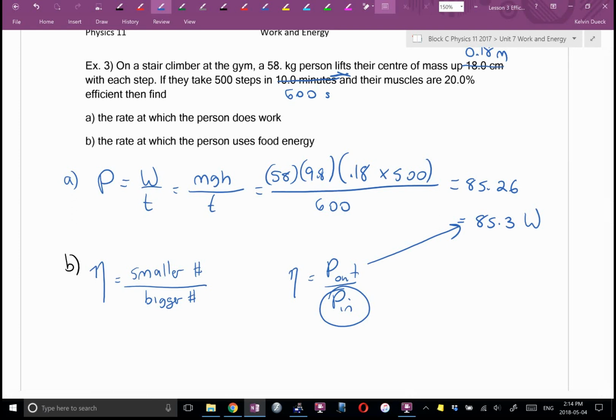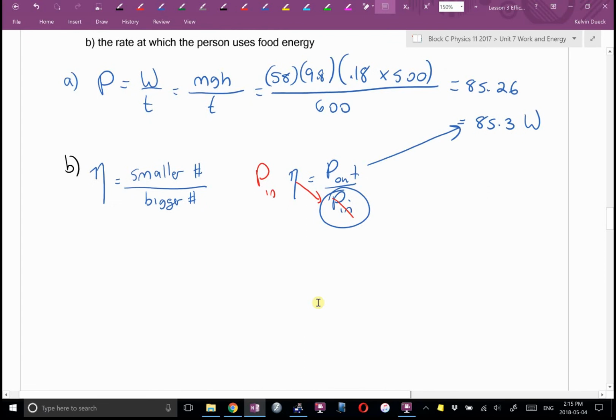In fact, we did this last day with T, time. We said, you know what? You can multiply that by power in and divide that down there. Is that okay? Hopefully now I've really convinced you why I say please don't memorize equations. We can derive them. So apparently, yet another way to calculate power in, if I know the efficiency, is power out, 85.26 divided by 0.2.